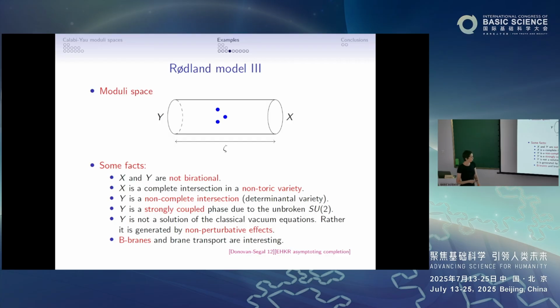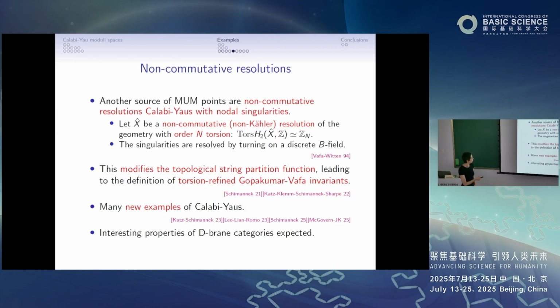To summarize the Rutland model, X and Y turn out to be non-birational. You have 2 geometries. X is a complete intersection in a non-toric variety, Y is a non-complete intersection. Y is a strongly coupled phase, and the geometry is realized non-perturbatively. And D-brane transport is interesting. We're in year 11 of a paper with Mauricio, Richard Eager and Kentaro Hori. I don't know when it will come out. I don't want to talk about it. So let's move to my very final example. I had another example, but thanks to Mauricio, I don't need to talk about it.